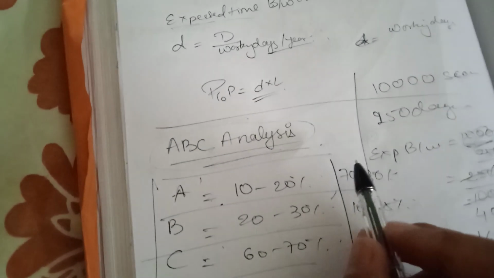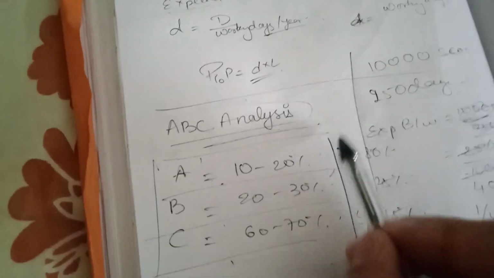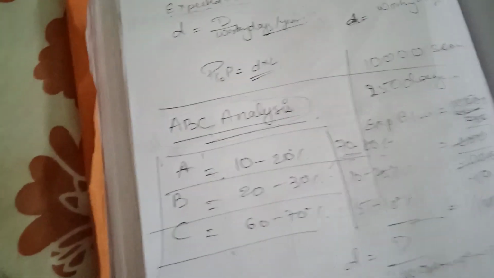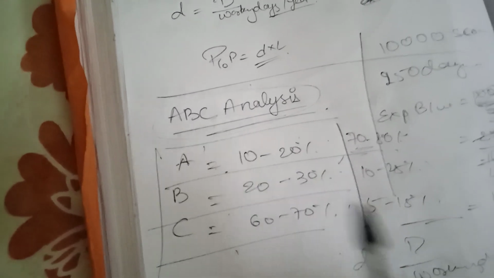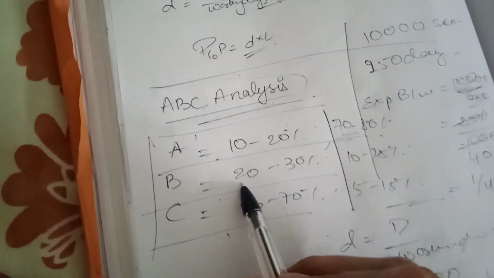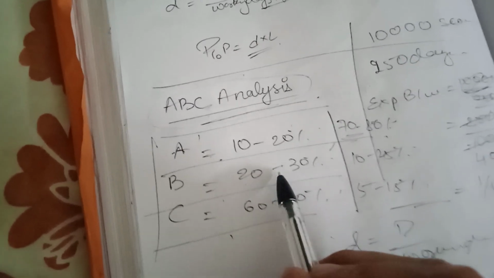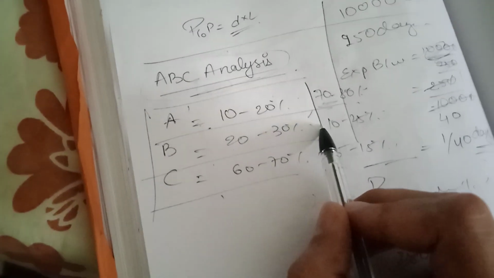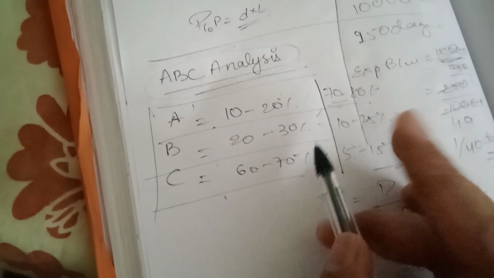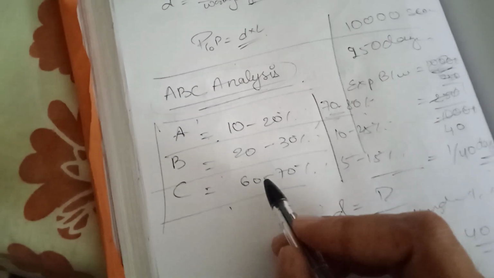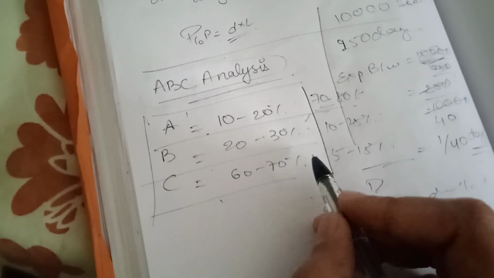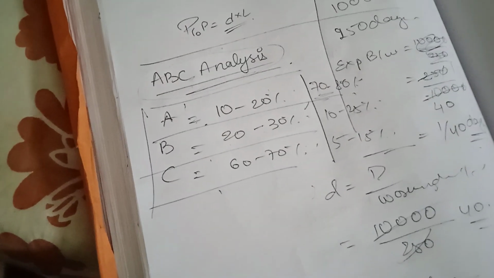So A items need very tight control, and the items have a very high value, and the control needs to be exercised at a higher level of authority. Then B items have moderate control and moderate value, and the control needs to be exercised at middle level authority. And C items are of low value, and the control can be exercised at grassroots level of authority by the respective user department managers.